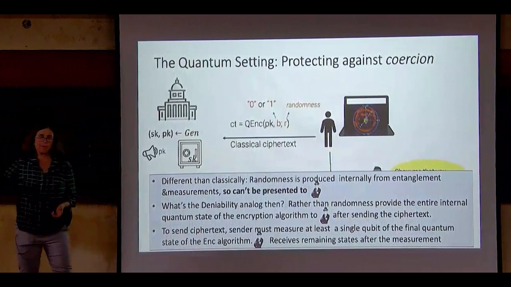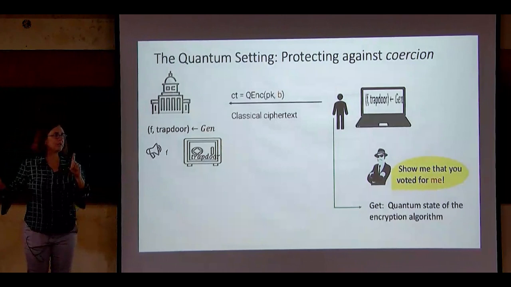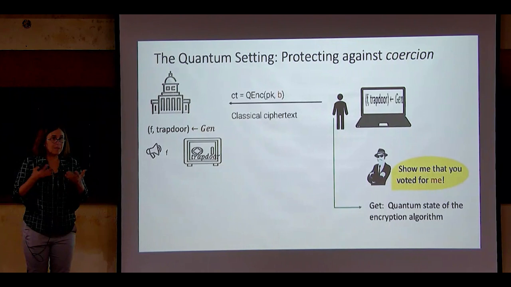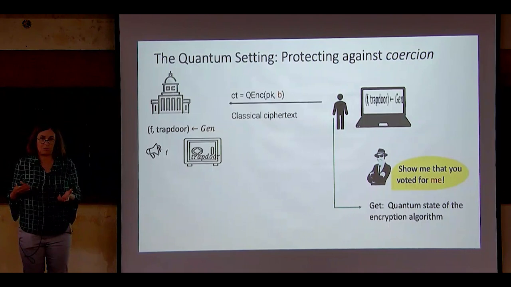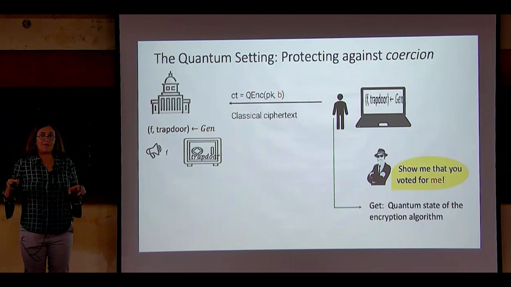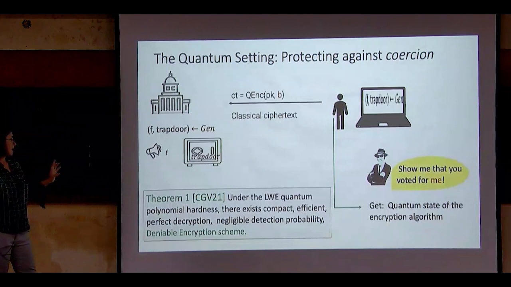The magic here is that you can prove that he cannot even coerce you before the fact. So even if he tells you what to do, he cannot force you to do one thing or another because you don't have full control over the results yourself. The internal randomness, measurements, entanglement, and computation that you are doing are such that you don't have full control over them, and therefore he cannot tell you what to do. And yet, you will encrypt either a zero or one as you intended. It will decrypt properly on the other side, and you can deny it. So just a quick summary: this is the result under quantum polynomial hardness of LWE. You can get a compact, perfect decryption, negligible detection probability, deniable encryption scheme.